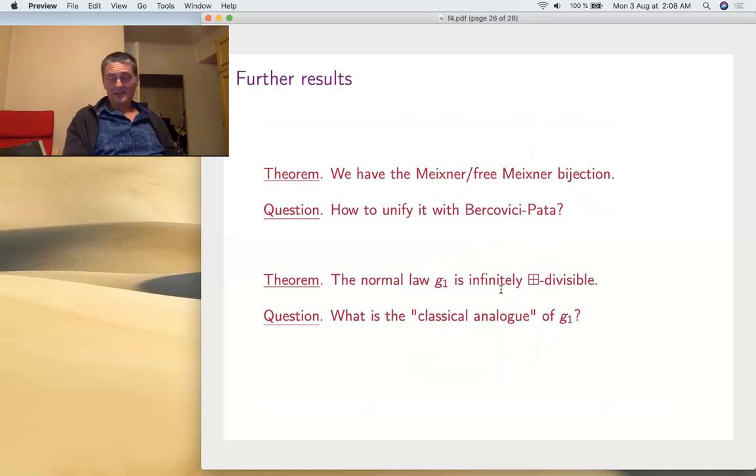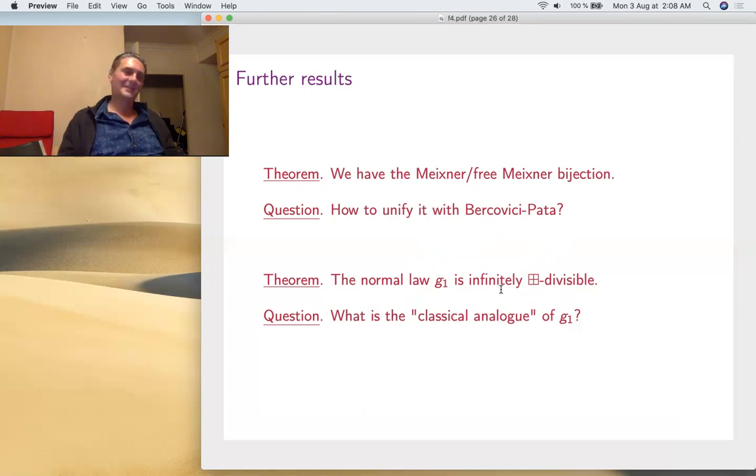Now, finally, some further results. We already have many results, but let me tell you, not everything is Bercovici-Pata. Actually, there is also the Meissner bijection. If you take group duals and random walks on them, if you take abelian groups, you get Meissner, and for free groups you get free Meissner. So this bijection is not exactly Bercovici-Pata. So then there are some unification questions going on. Very interesting things.